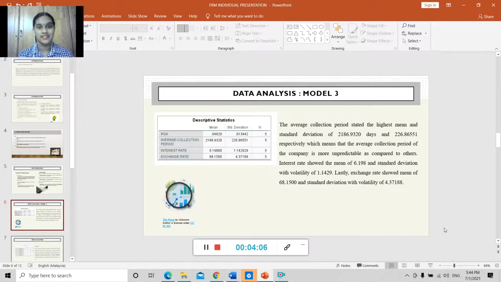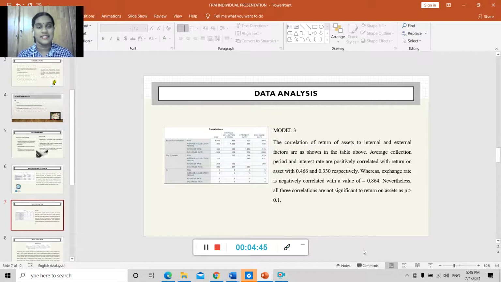Moving on to data analysis. Here, as you can see, I'm only going to be talking about model 3 as it's the most significant. Descriptive statistics here shows the average collection period stated the highest mean and standard deviation of 286 days and 226 standard deviation respectively, which means the average collection period of the company is more unpredictable as compared to others. Interest rate showed the mean of 6.198 and the standard deviation of volatility with 1.14. Lastly, the exchange rate showed a mean of 68.15 with a standard deviation of volatility of 4.37.